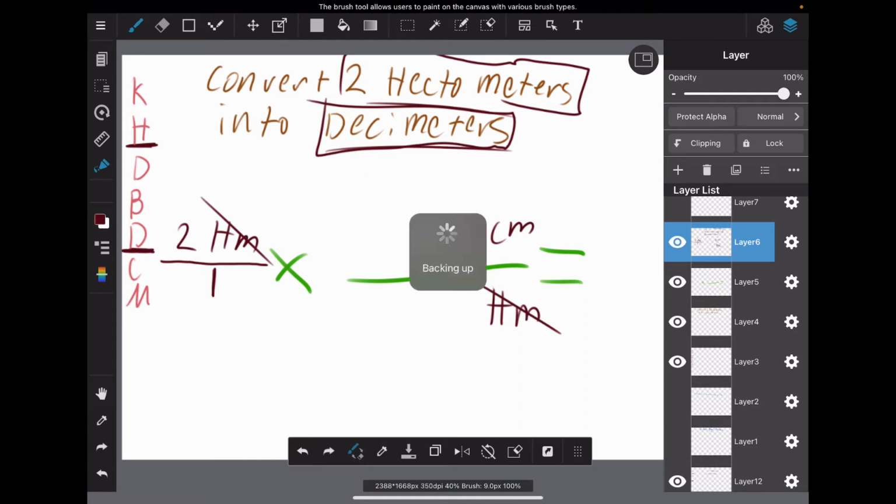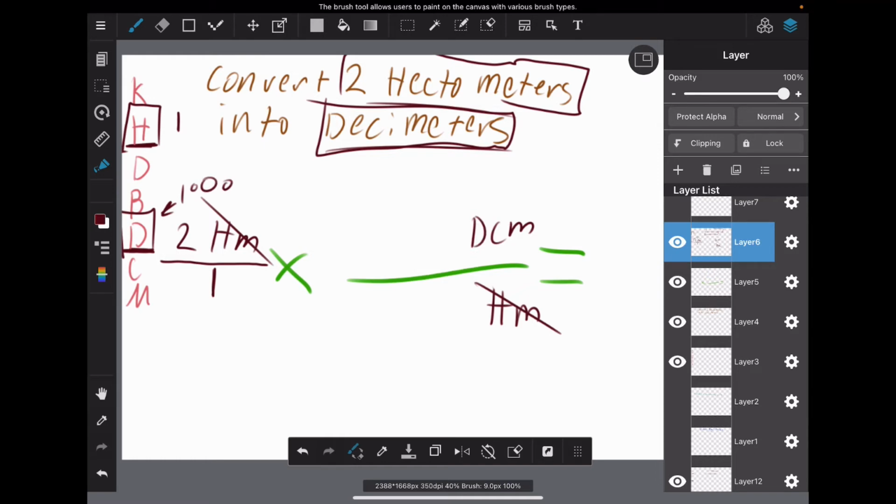So now we have to find our conversion factor. Hectometers are over here, and decimeters are over here. And each one of these increases by a power of 10. So 1 hectometer is the same thing as 10 decameters, 100 meters, 1,000 decimeters. And I will erase that because that looks unneat. So 1 hectometer is 1,000 decimeters.